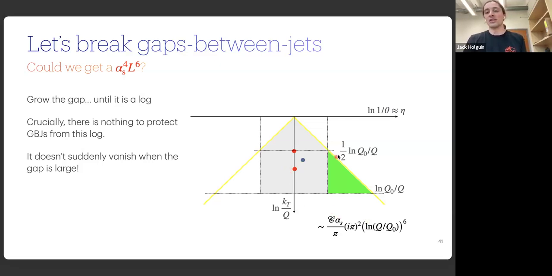And that turns out to be when you set y equal to 1/2 log q naught over q, or in other words, log the square root of q naught over q. And in that case, you get color factor times alpha s over pi. So these should be alpha s to the 4 there, not alpha s. I've just noticed that's a typo that was possibly present on some previous slides as well.